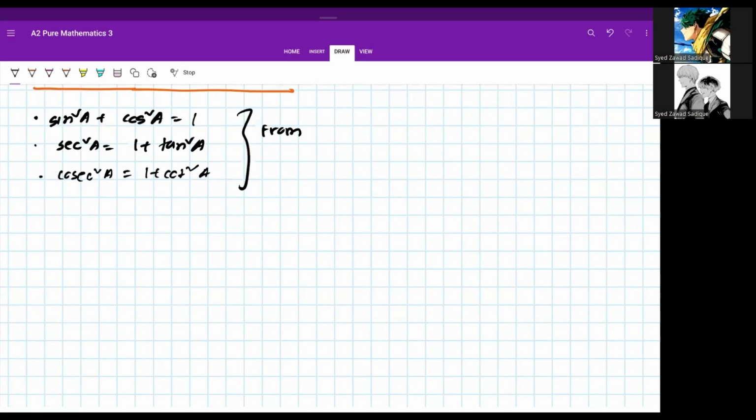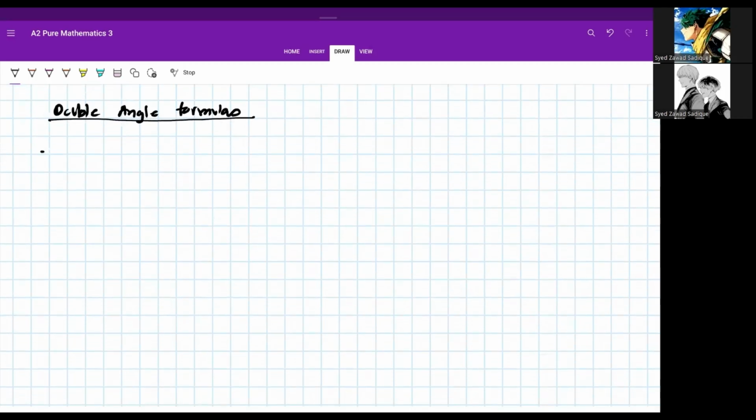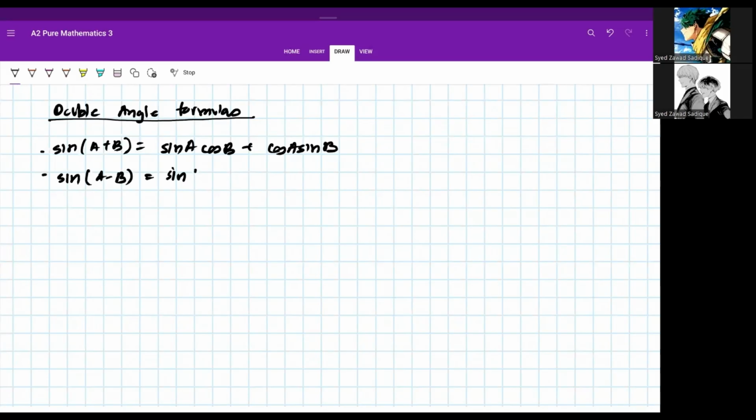These are from O levels and AS. Now, the new things that arrived are the addition and double angle formulas. For sine, we have sin(A plus B) equals sin A cos B plus cos A sin B, and sin(A minus B) is literally the same thing with the signs reversed.